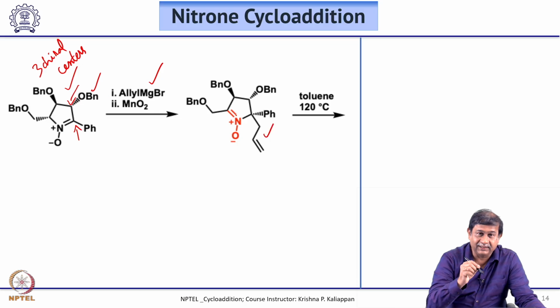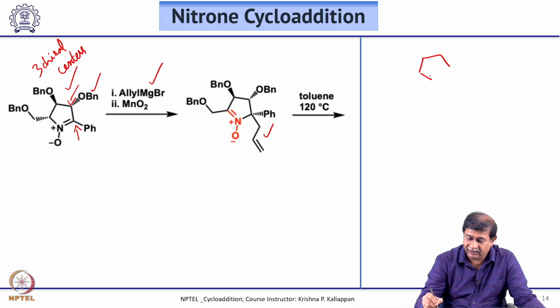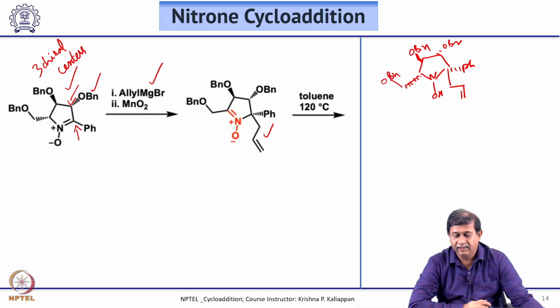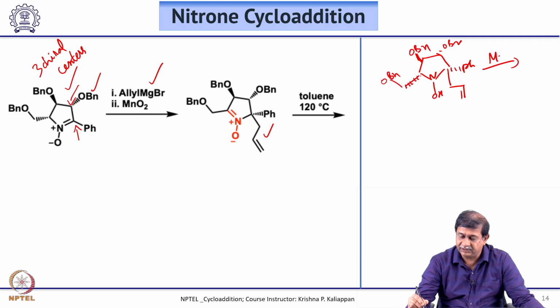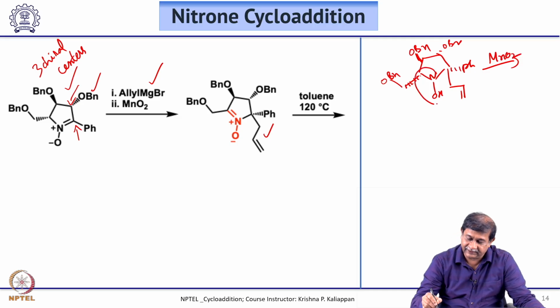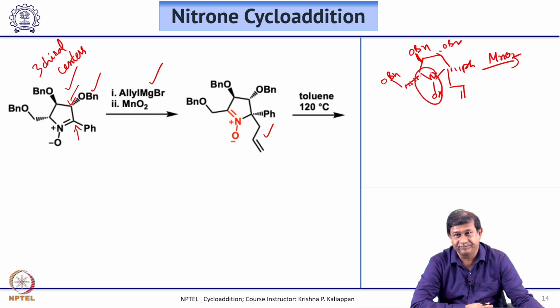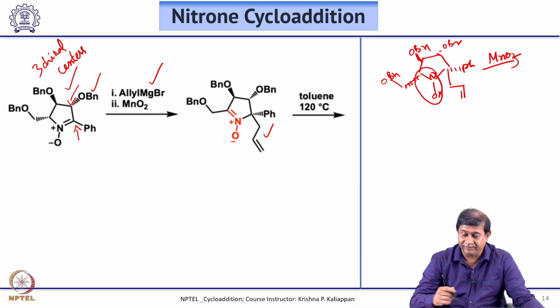Then you get the corresponding N-oxide. Then you get the corresponding cyclic hydroxylamine. So, this is the intermediate you get. Okay. This upon oxidation with manganese dioxide, then you generate a nitrone on the other side. Okay, that is the only place it can form nitrone.